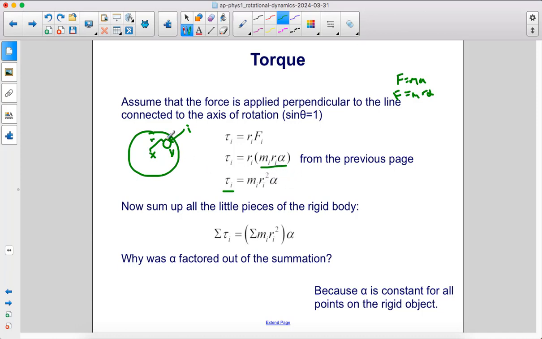If we then sum up the torque on every little piece of the whole wheel, everywhere that there's mass, then we can do a summation. Now, we had alpha in here, but we can actually take the alpha out. We can factor it out. Why can we do that? Well, because alpha is the same for every little piece. So because it's a constant, we can just take it out and multiply it to the sum at the very end.